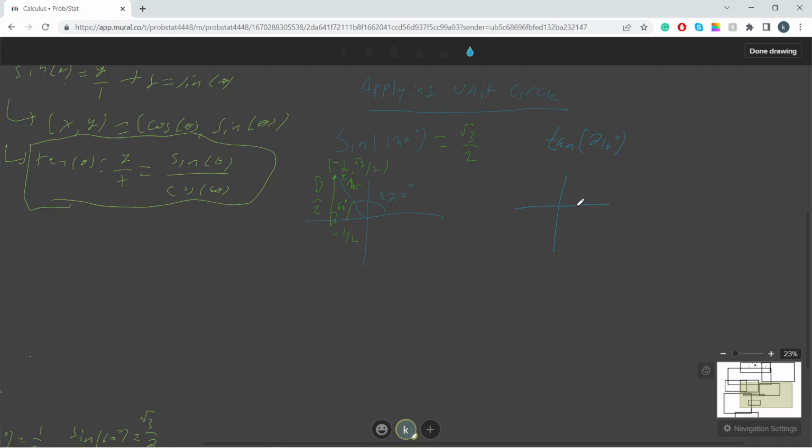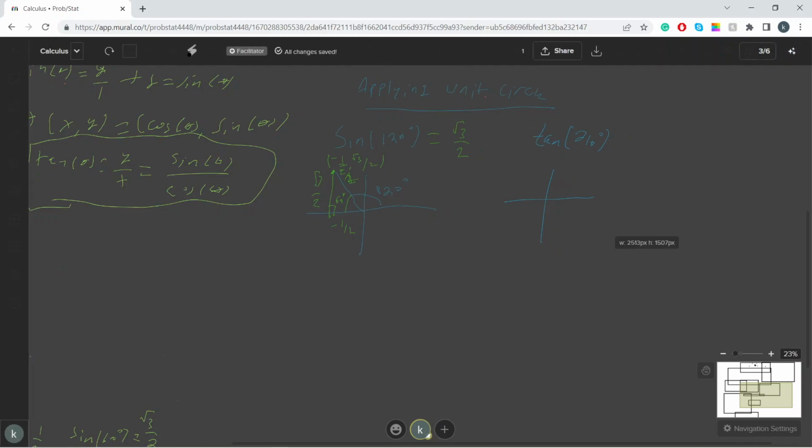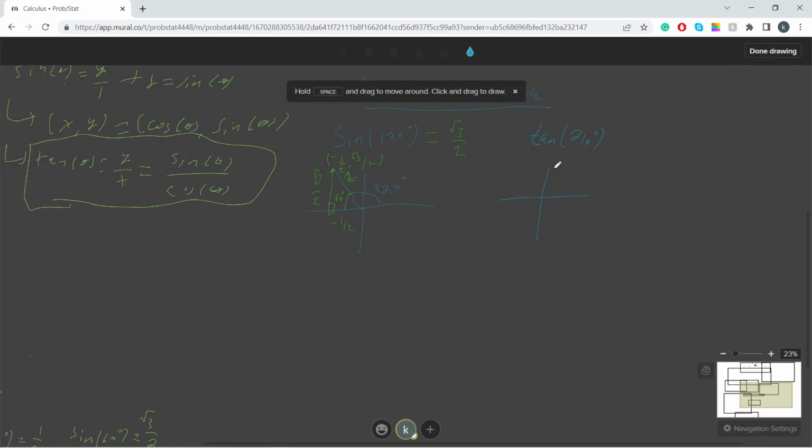Well, it's in the counterclockwise direction, so I would probably put that down here. So this angle here is 210 degrees. But what do you notice? You went 180 degrees counterclockwise and then another 30 degrees over, so this angle here is just 30 degrees.